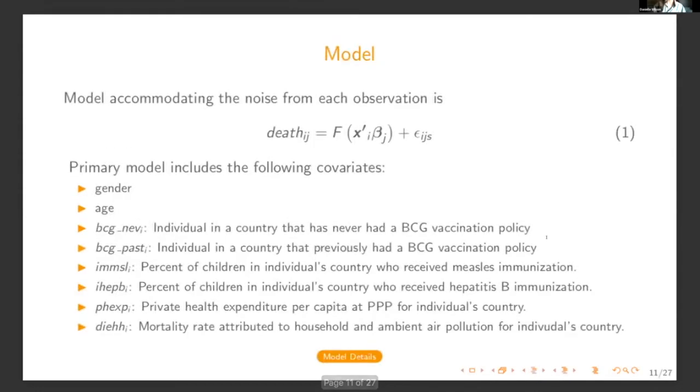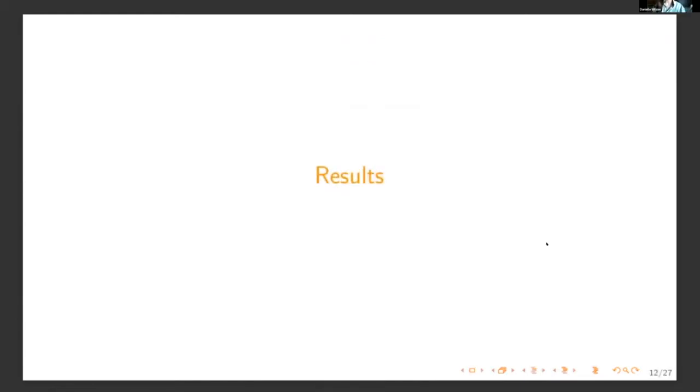Next slide, please. So our model was as follows. We were trying to determine the probability of death based on gender, age, BCG vaccination policies, immunization policies with respect to measles and hepatitis B, private health expenditure per capita, and the mortality rate attributed to air pollution because COVID-19 is a respiratory disease. So on to the results.